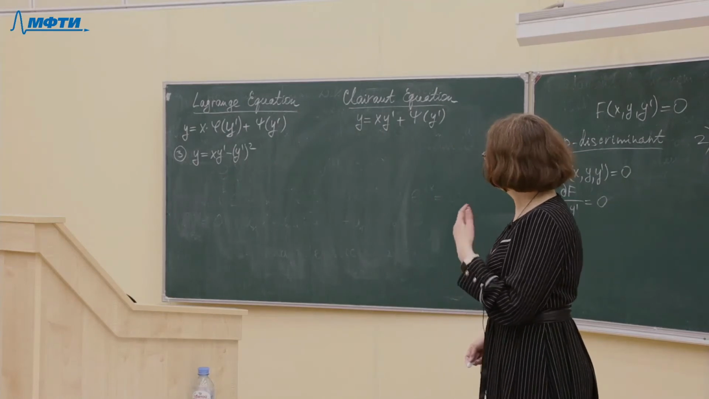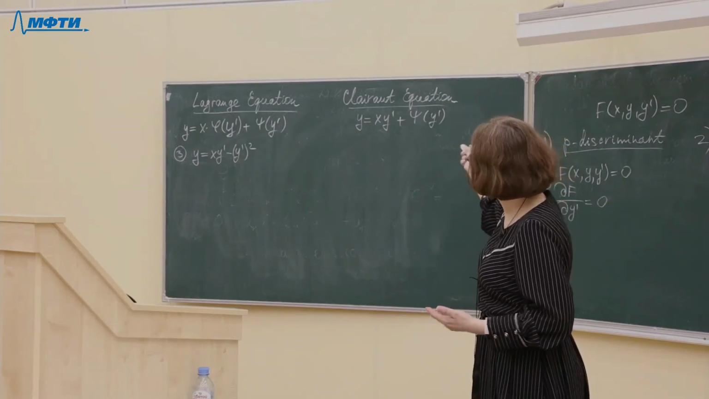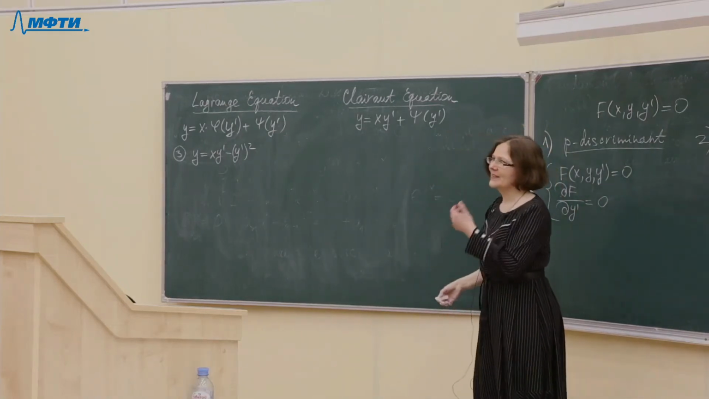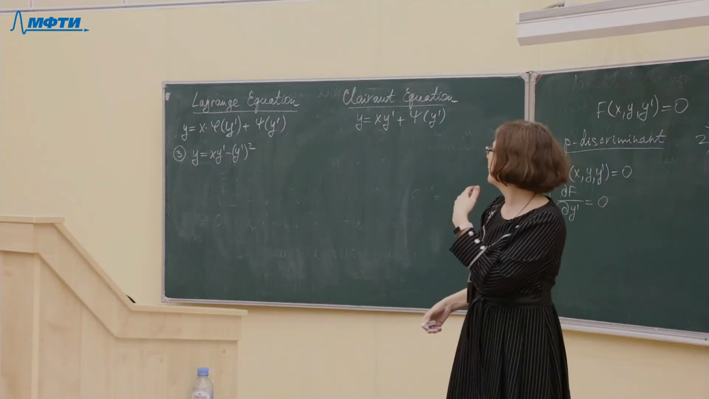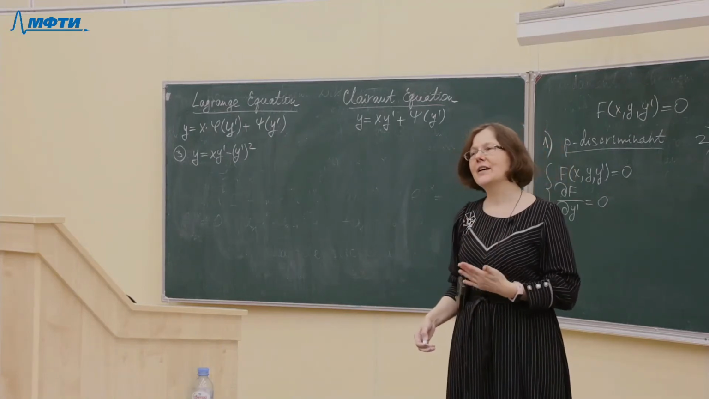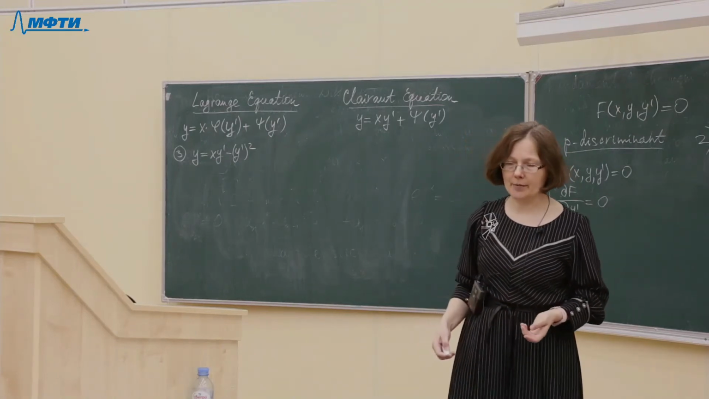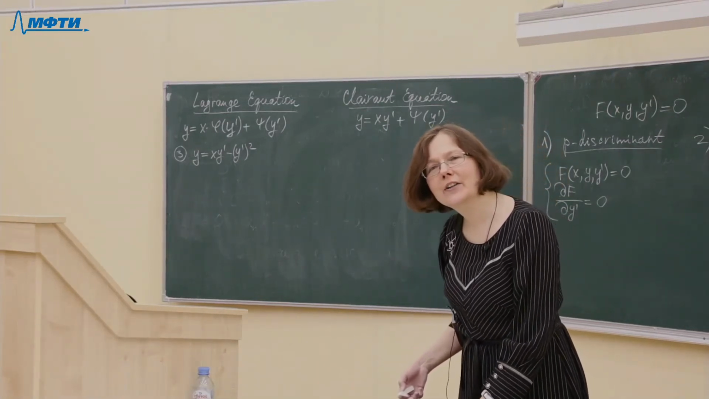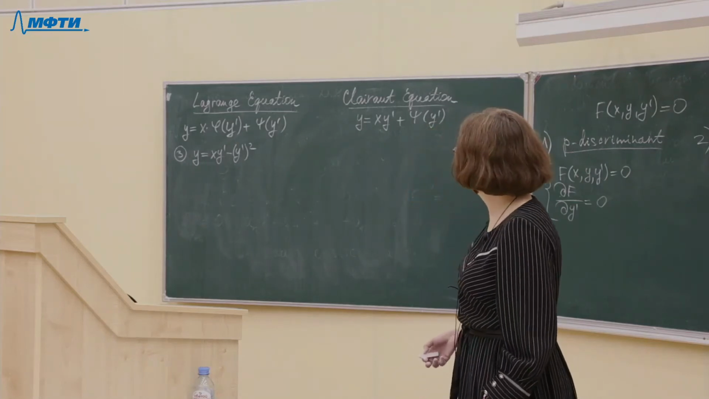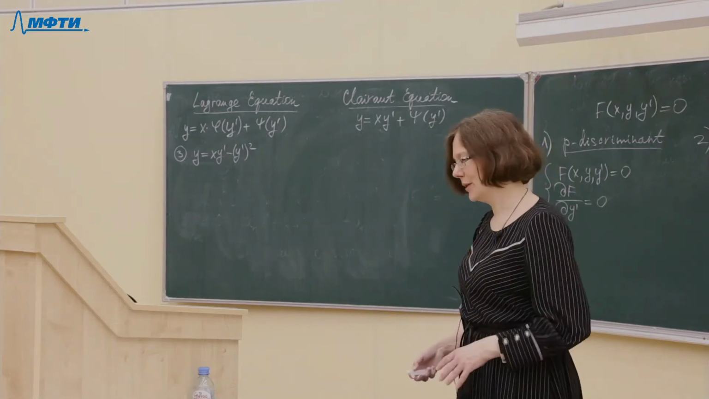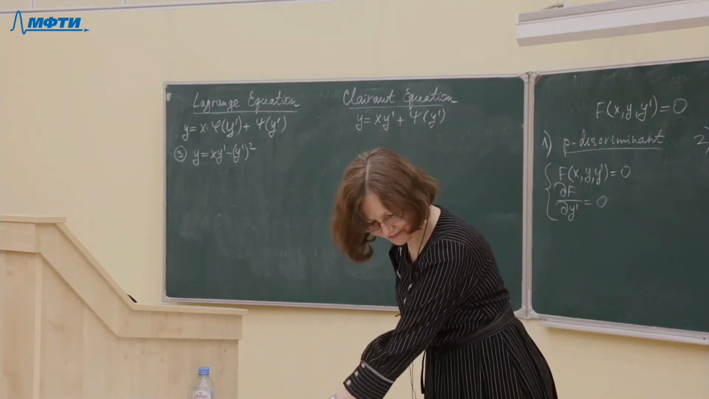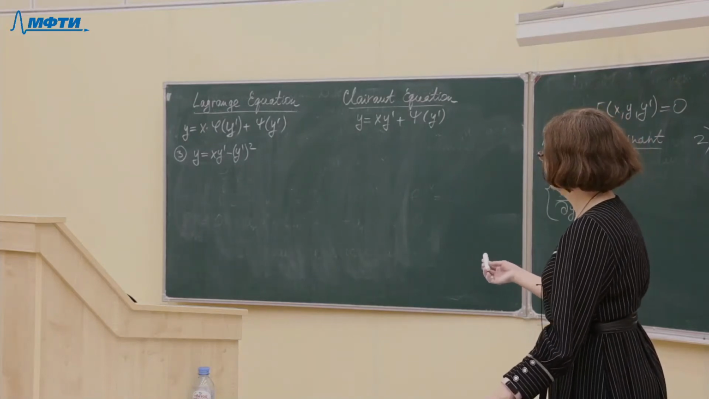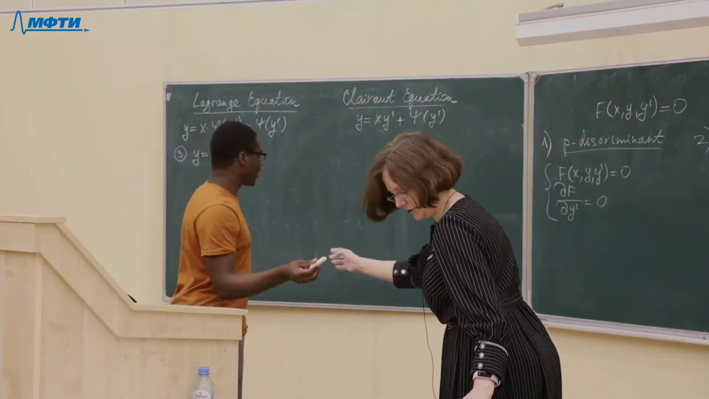Do you want to solve? So this is a Clairaut equation, right? It looks like this. Who wants to solve? First of all, you should solve it by the method of introducing a parameter. Like implicit, right? Do you want? Welcome. Here is the chalk.